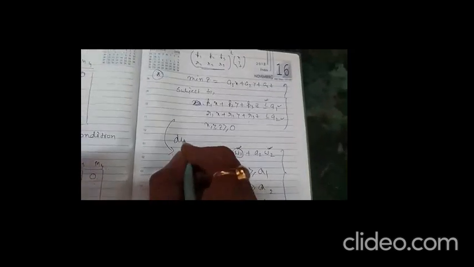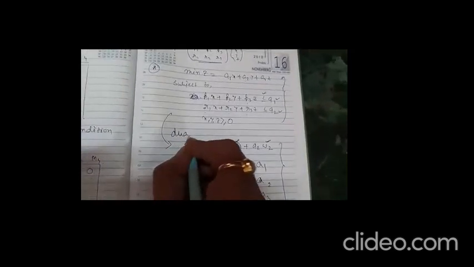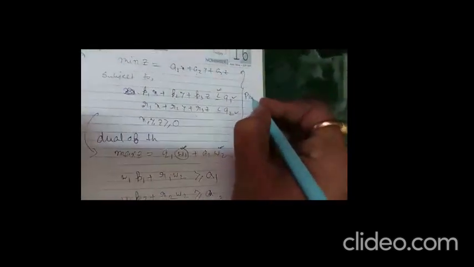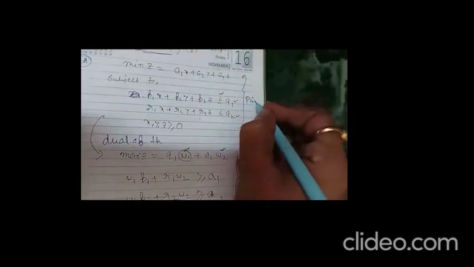So this is called the dual. This is called the dual of the primal. So this problem is said to be the primal. Now you can understand, if I take the dual of this primal again, look here.